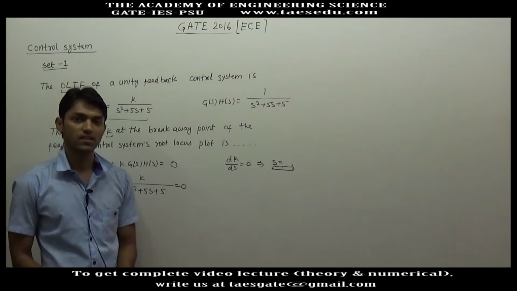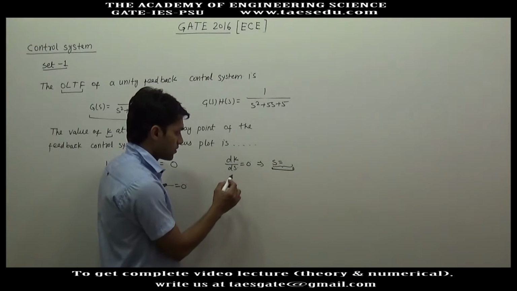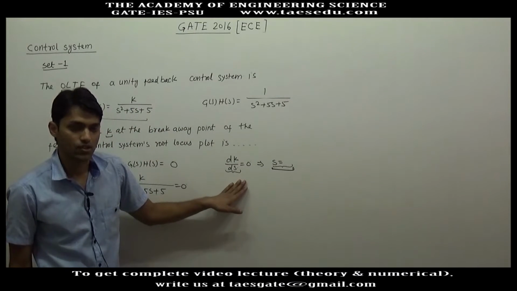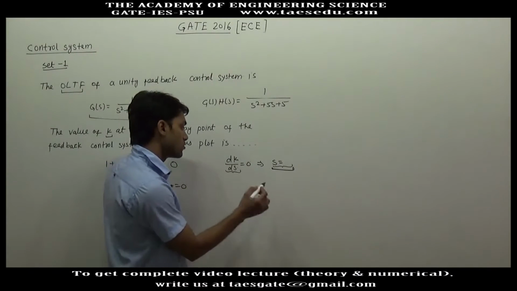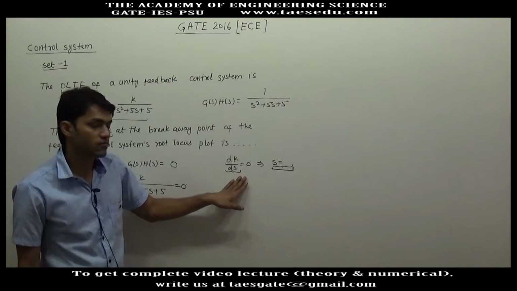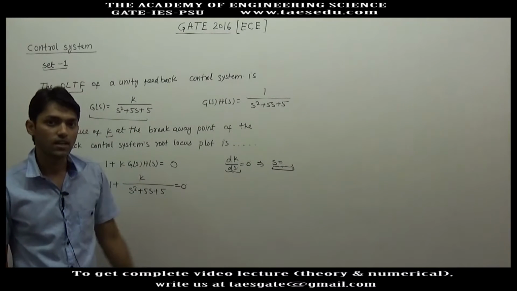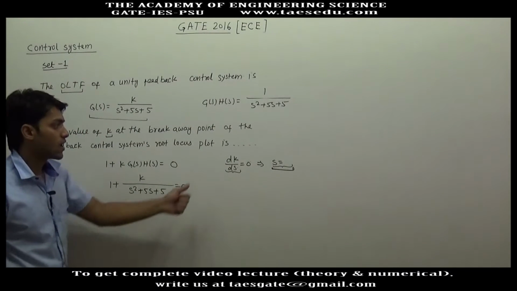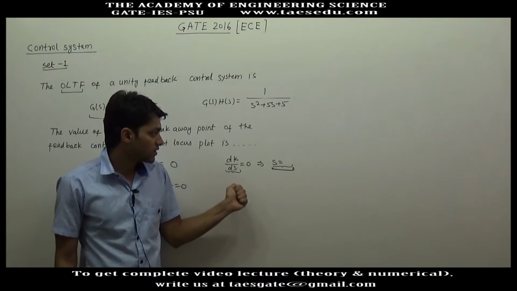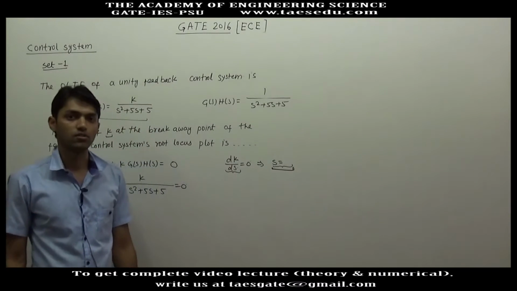In the lecture we have studied that you may get more than one value of s with the help of this equation, but it is not necessary that all those values of s will lie on the root locus. So before finding the value of K, we need to first check whether that value of s lies on the root locus or not.